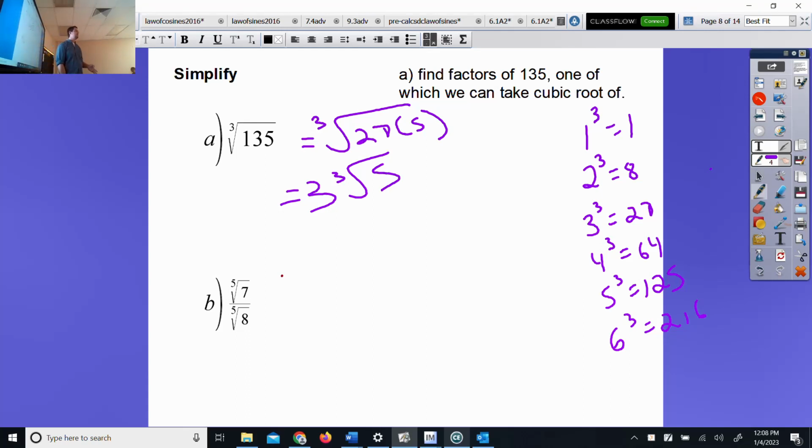Now, you'll notice when somebody gives me a radical, I'll even answer as a radical. That's just the way it is. You could write 3 times 5 to the 1/3 if you want. But just leave it as a radical. If I was working with X's and stuff like that, if you're raising the 3 to the third, you probably would just put parentheses. Some kids will see that as 3 cubed times the square root of 5.